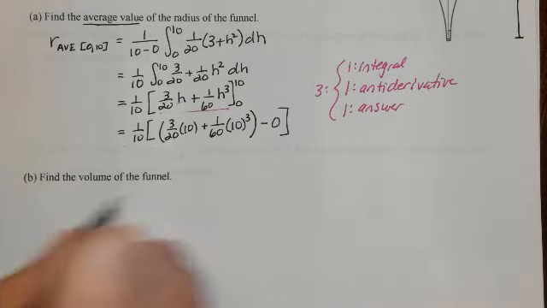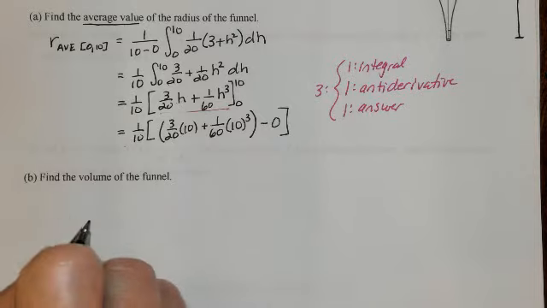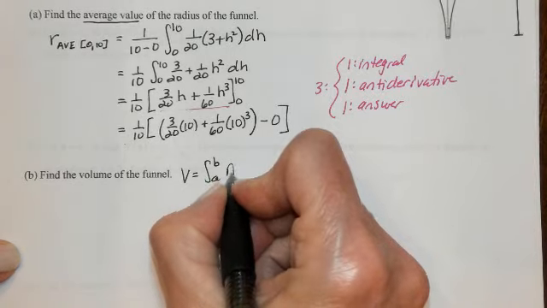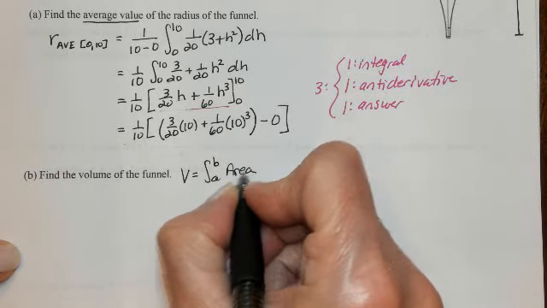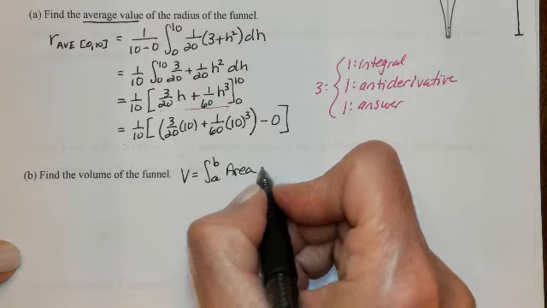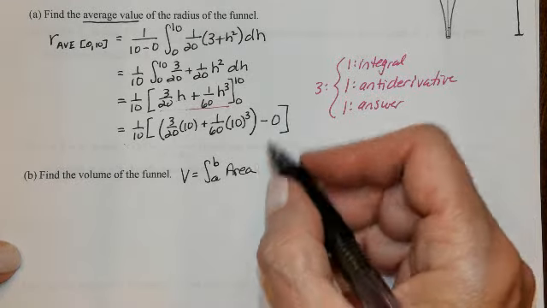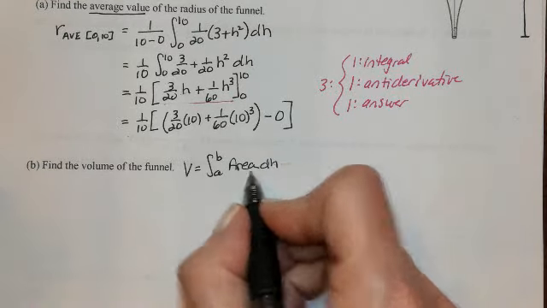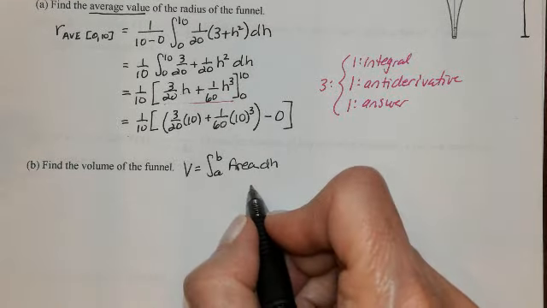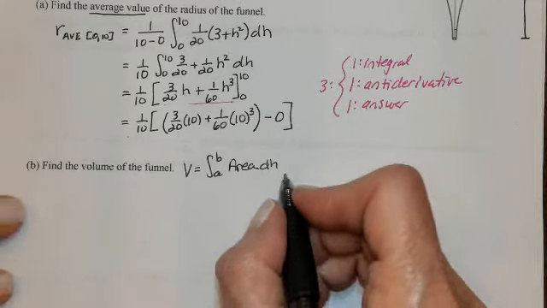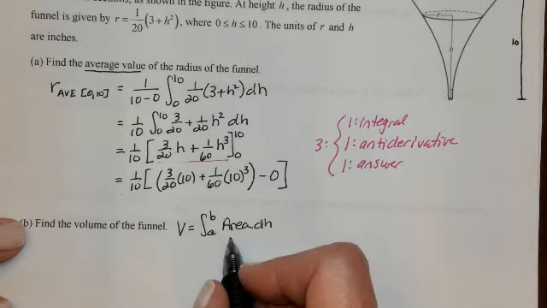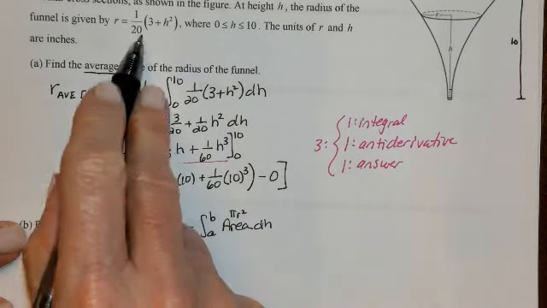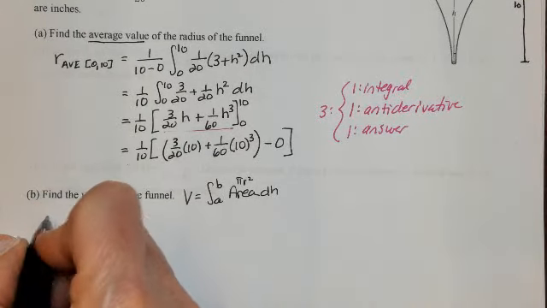So remember your very basic formula for the volume. Volume is always the integral of the area. Maybe it's with respect to x, maybe it's with respect to y, maybe it's with respect to h, as it will be in this case, but it's always the integral of the area because you're adding up all of those little bitty disks. And we know that each cross-section is a circle, so our area will be pi r squared, and we know what r is. So I'm going to write that down.